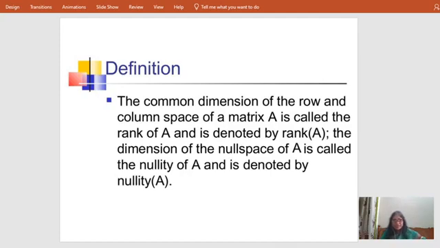So, finally, we have learned what is meant by rank and what is meant by nullity. Rank is nothing but the dimension of either the row space or the column space, because the dimension will be the same for the row and also the column. And nullity is nothing but the dimension of the null space of A.